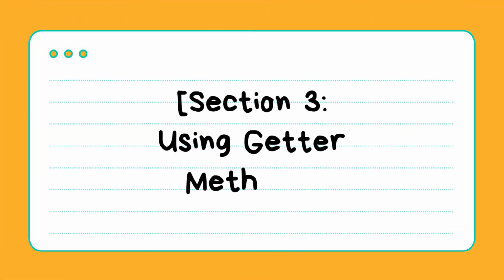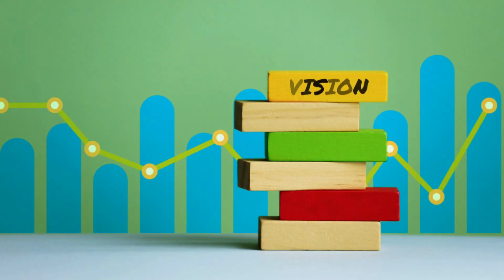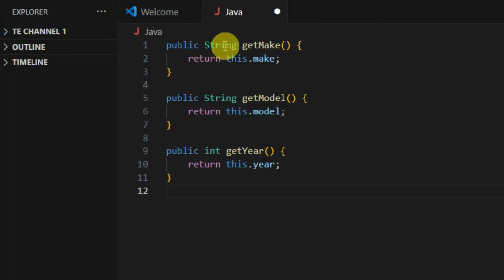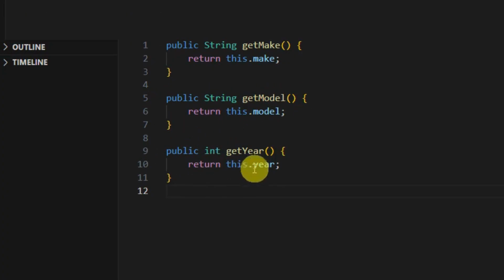Section 3. Using getter methods. So how do we retrieve these private values? This is where getter methods come in. A getter is a public method that returns the value of a private variable. For example, public String getMake, return this.make. Public String getModel, return this.model. Public int getYear, return this.year.